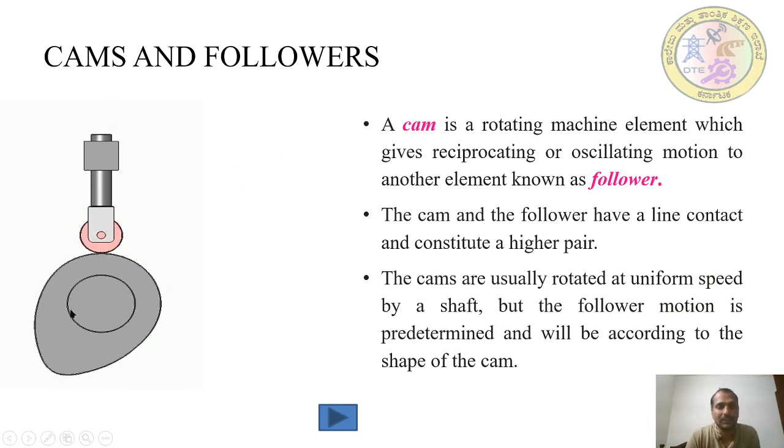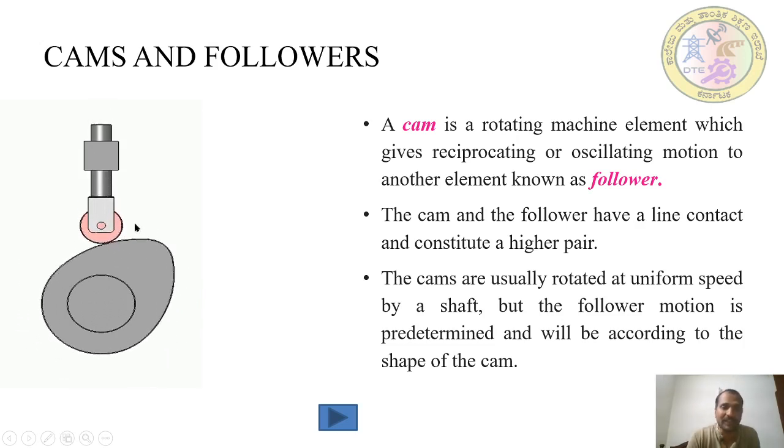Here, the CAM is usually rotated with uniform speed by a shaft, but the motion of the follower is predetermined and depends upon the profile of the CAM. Profile of the CAM means shape of the CAM.